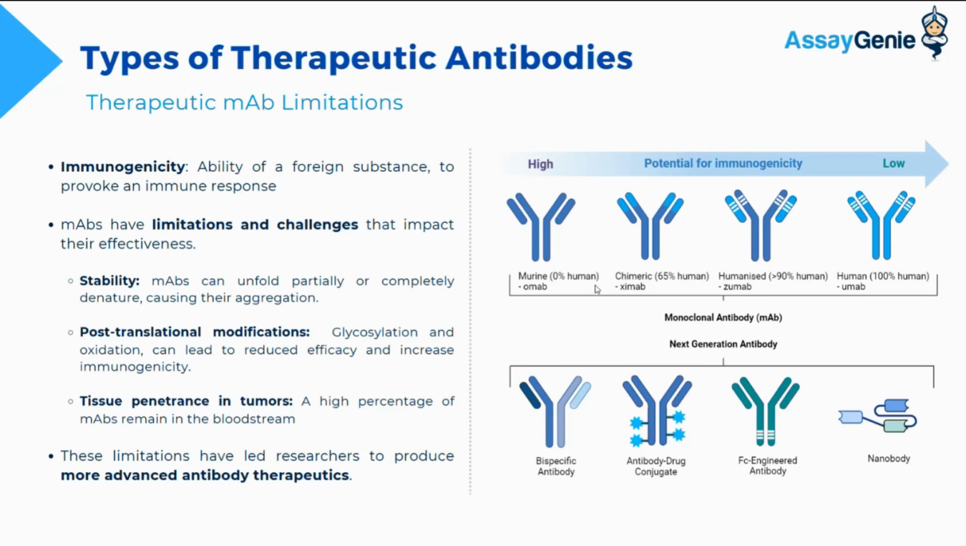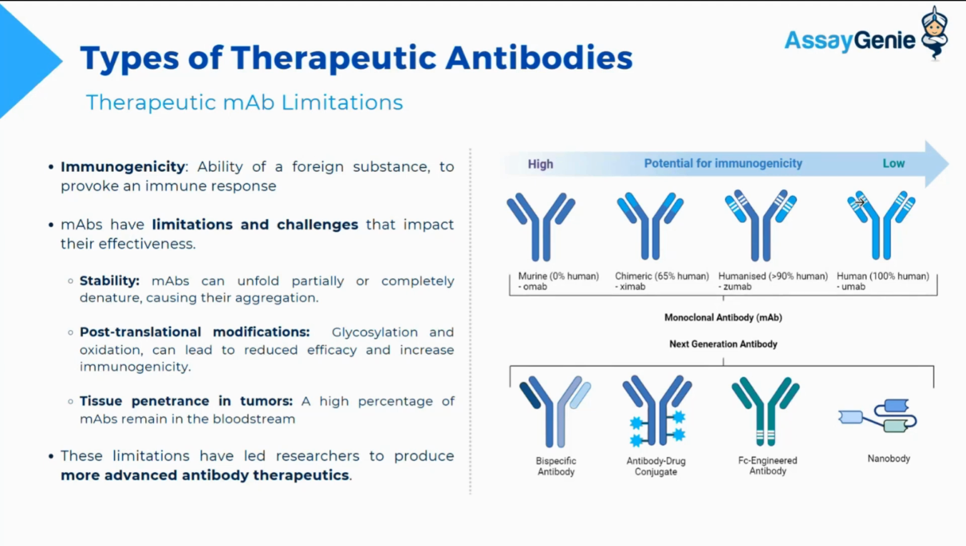And when we look at the monoclonal antibodies right here, we can see the range of potential for immunogenicity. We can see that both murine and chimeric antibodies have a high to medium-high chance to provoke an immune response, whereas humanized or human antibodies have a low chance of generating an immune response.